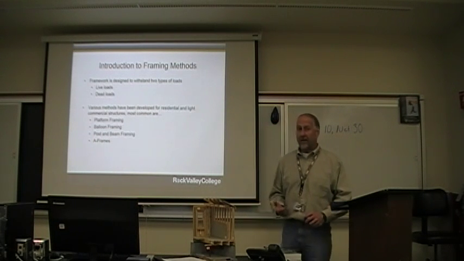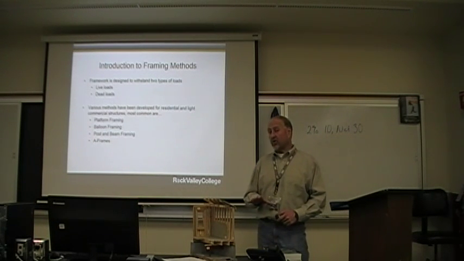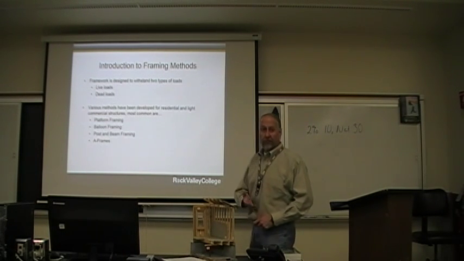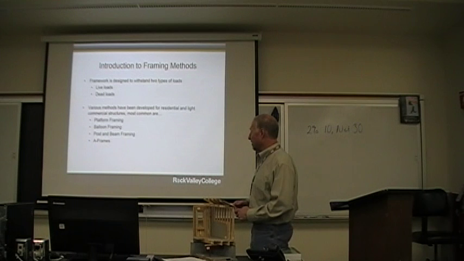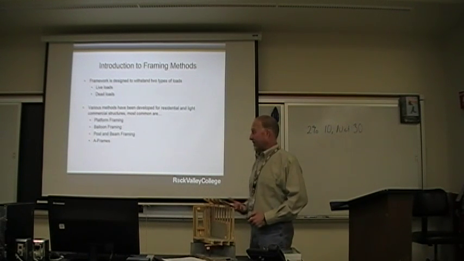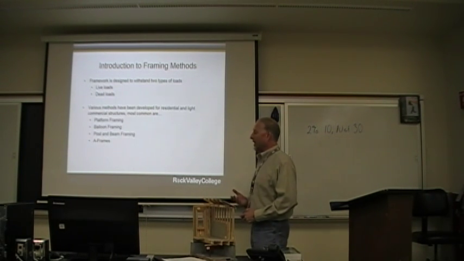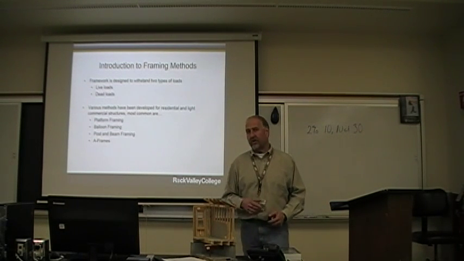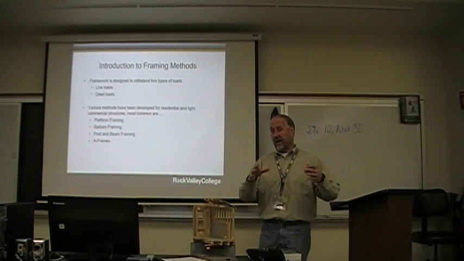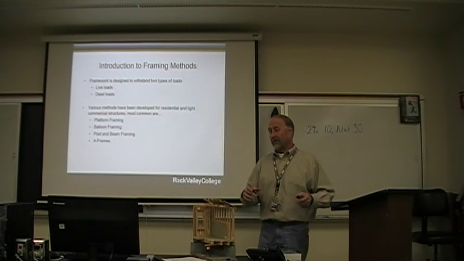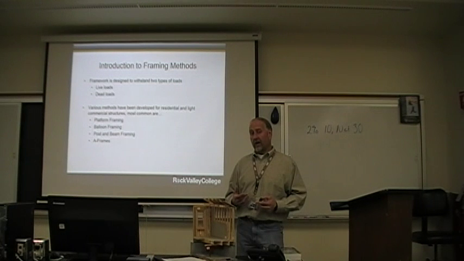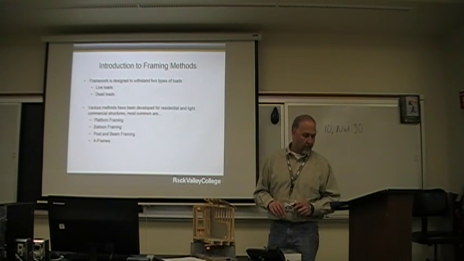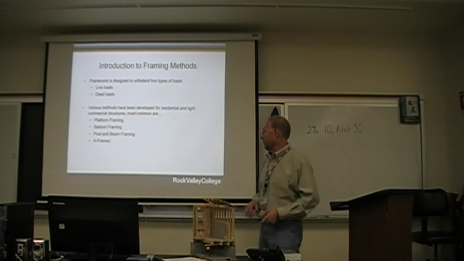Post and beam framing came on about 1620. That was one of our original methods of framing. Barn framing, a lot of barns were framed out of post and beam, but we also did it for residential and light commercial structures too. And A-frames are more of our vacation homes. A-frames are using the walls and these heavy beams or heavy structures for both wall and roof members. So they double. They have a double duty there.